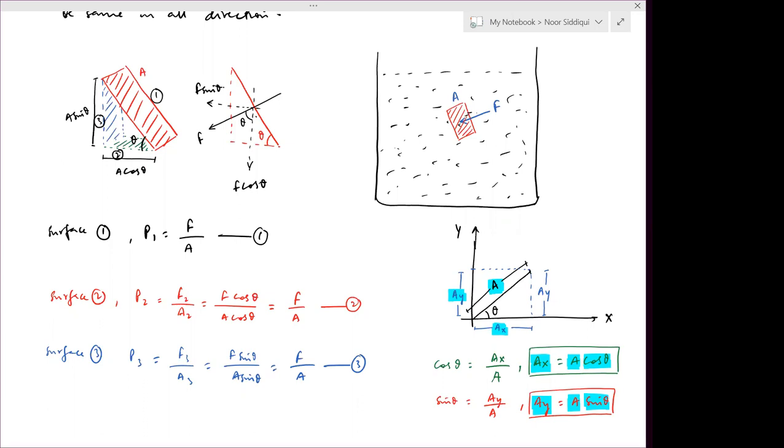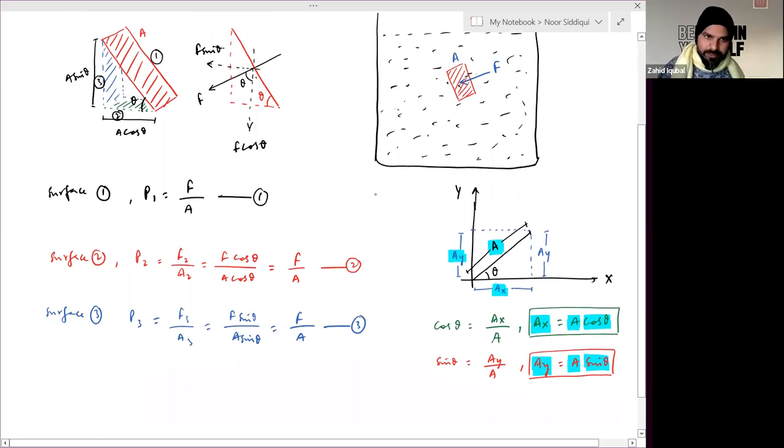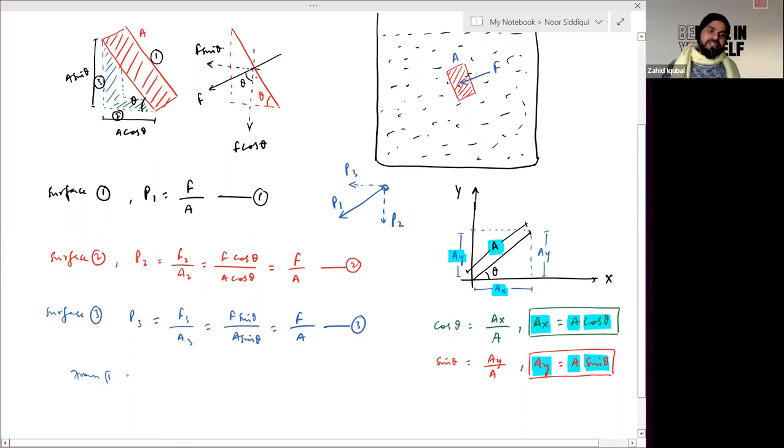So we can say at same horizontal level, let me define these directions. P1 will be along this direction, P2 will be along this direction, and P3 will be along this direction. So at same horizontal level, pressure is independent of direction. It acts equally in all directions. Is it clear? Yes, sir. So from equation first, second, and third, we can say P1, P2, P3 equal to each other. Okay, just write it down.